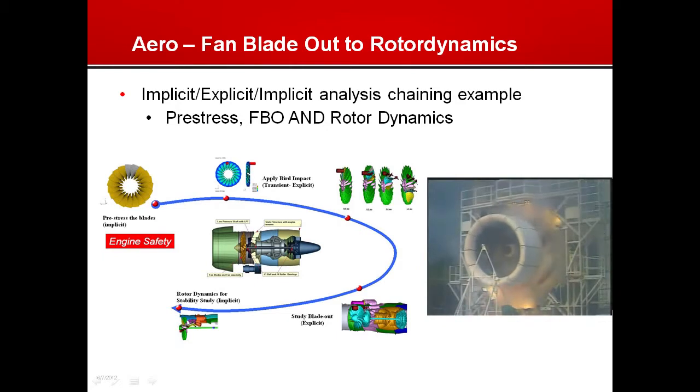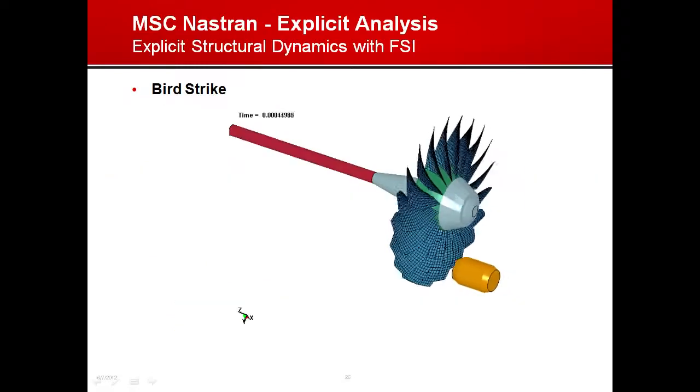So we can do an implicit pre-stress, an explicit code of the blade, and then we can follow up with the rotor dynamics for the airframe. Guys want to know what kind of loads are going to come into my airframe if something like this happens to one of your engines. Again, we can do that whole sequence all within MSC Nastran.